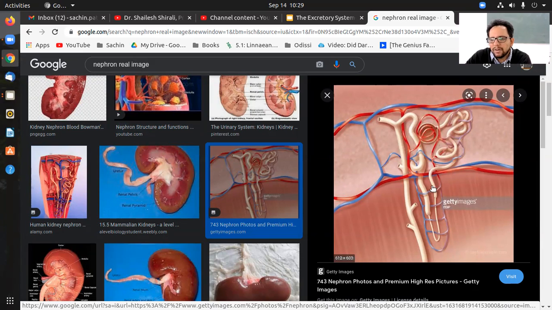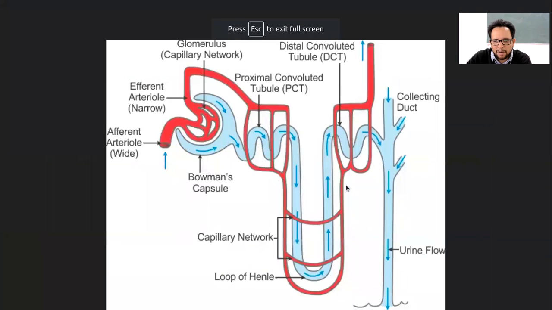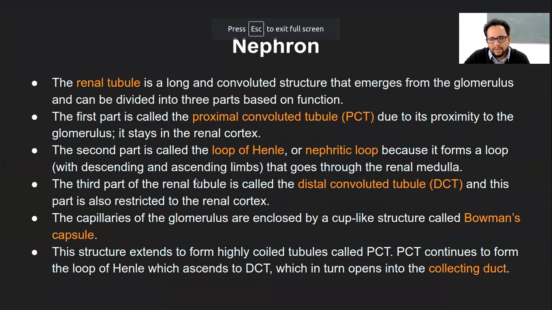And then there is something called Henle's loop, which we will see. Let's first look at the structure, and then we'll come back to that diagram. So the renal tubule is a long and convoluted structure that emerges from the glomerulus, right?